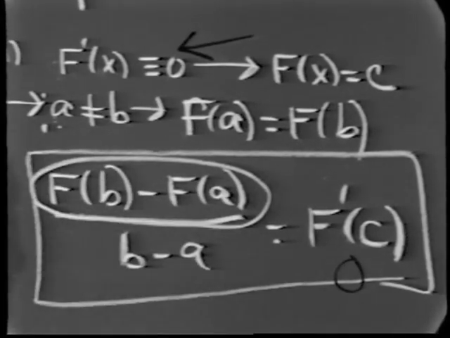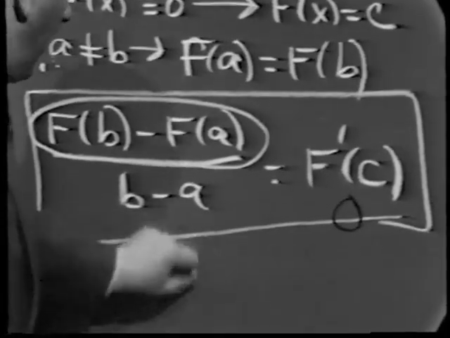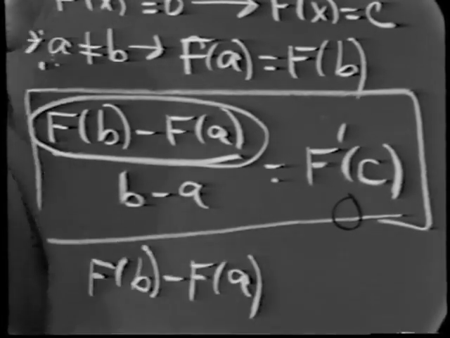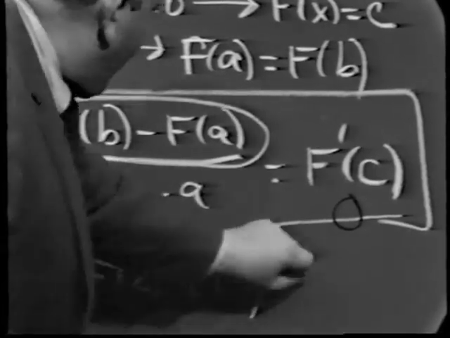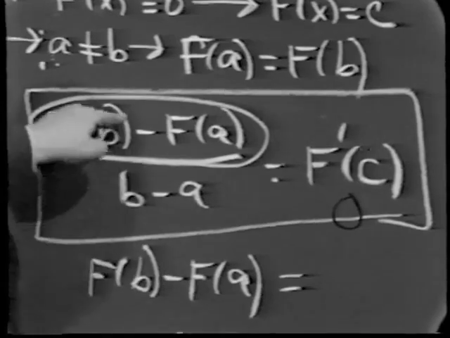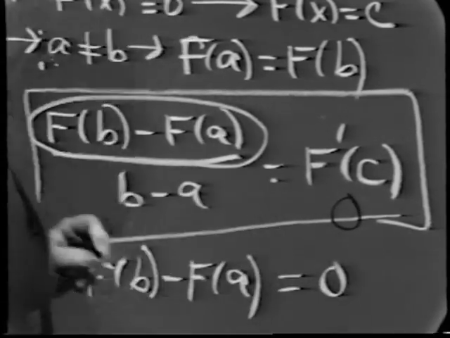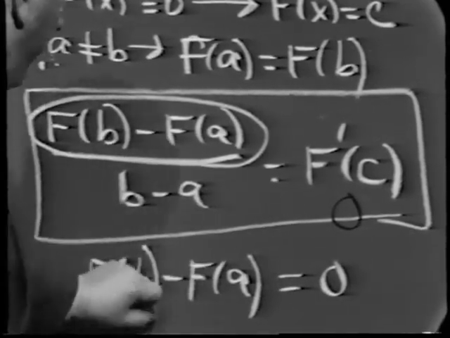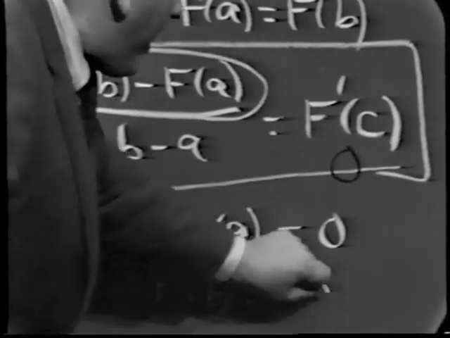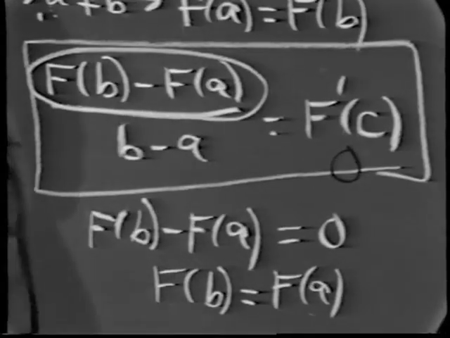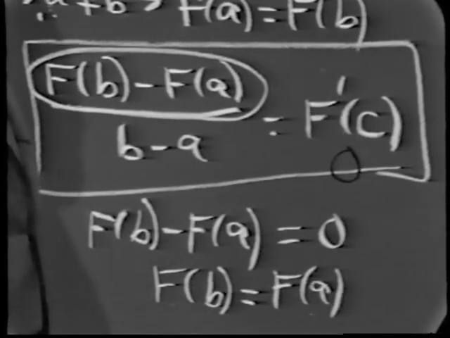That says what? f(b) minus f(a) is 0. See, the only way a quotient can be 0 is for the numerator, or the dividend, the divisor, I don't know these formal names, they slip my mind, but the top one has to be 0. And if f(b) minus f(a) is 0, that says f(b) equals f(a). And that's precisely what we had to show, that f was a constant.